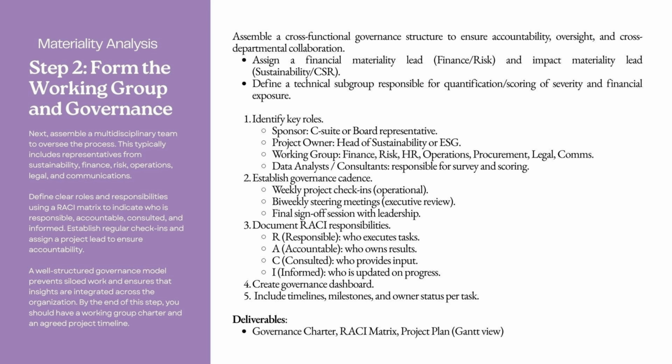Governance and materiality are not owned by one function. It requires cross-functional input and clear accountability. This step focuses on assembling a multidisciplinary working group and defining how decisions will be made. Typically, companies assign a financial materiality lead, often from finance or risk, an impact materiality lead, often from sustainability or ESG. A technical subgroup is often created to support scoring, quantification, and analysis.